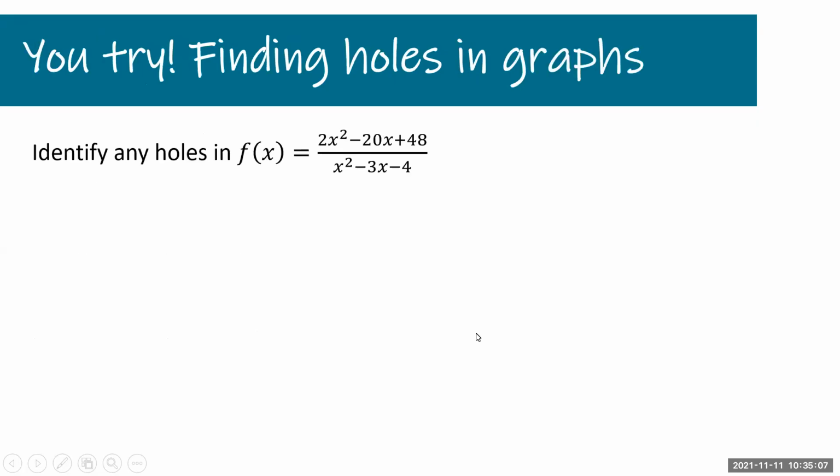Now you try. We want to find holes in the graph of f of x equals 2x squared minus 20x plus 48 as our numerator, and x squared minus 3x minus 4 as our denominator. Go ahead and pause the video. I'll give you a minute. And when you're ready, you can resume.